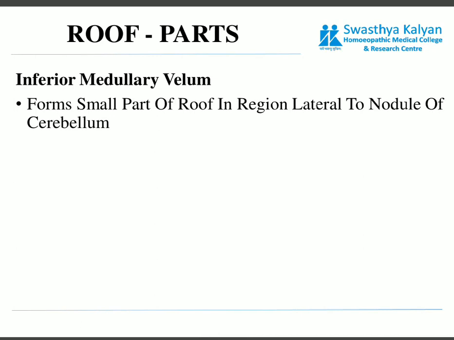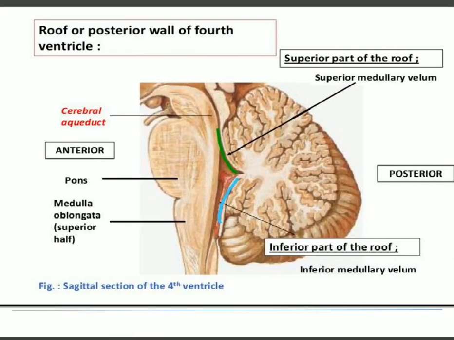One more structure which contributes to the formation of the caudal part is the inferior medullary velum. Again, it is a thin lamina of white substance. It is an extension of the white center of the cerebellum, and it forms the infero-posterior part of the roof of the fourth ventricle. In the figure here you can see the superior portion formed by the superior medullary velum and the inferior portion formed by the inferior medullary velum.